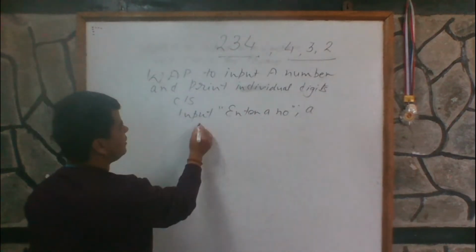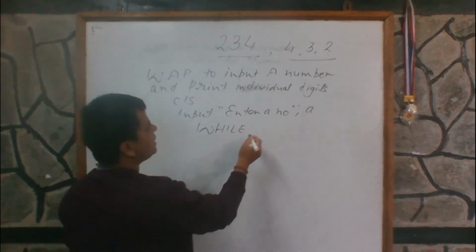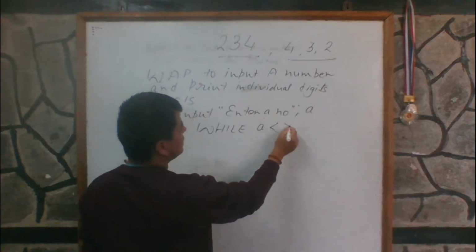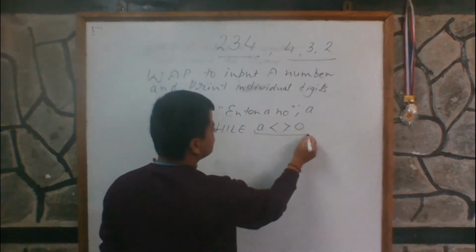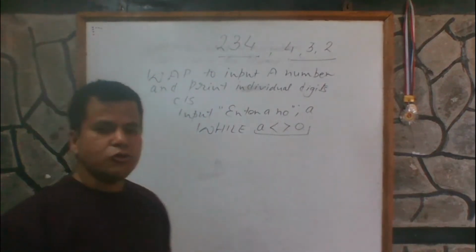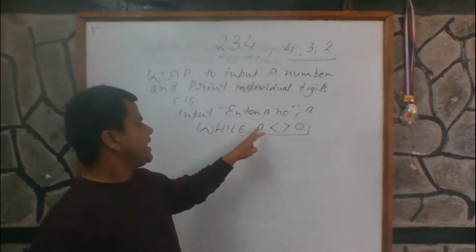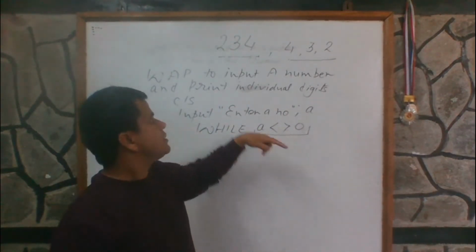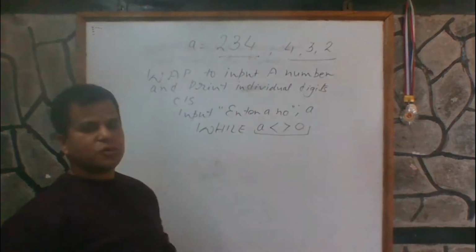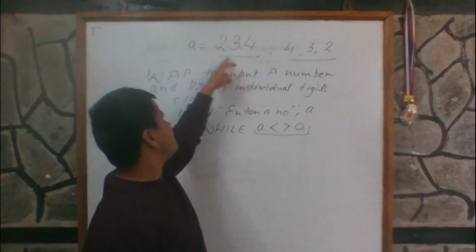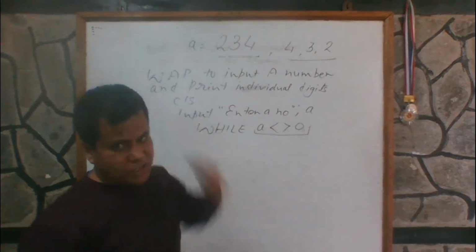Here we have to use a while loop. Look here, I am writing in capital letters so that you can see clearly. WHILE A is not equal to 0, you have to make a special loop. This is a very important loop, the while loop, by which you can calculate this kind of problem. While A is not equal to 0, suppose you enter 234, then 234 is the value of A. You can see the value of A is 234, which is not equal to 0.